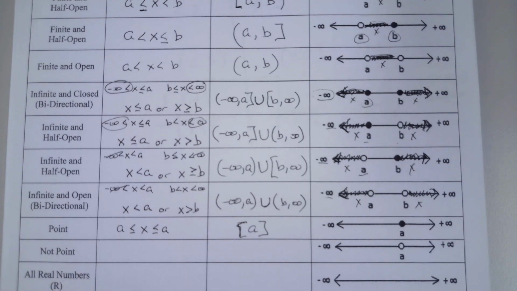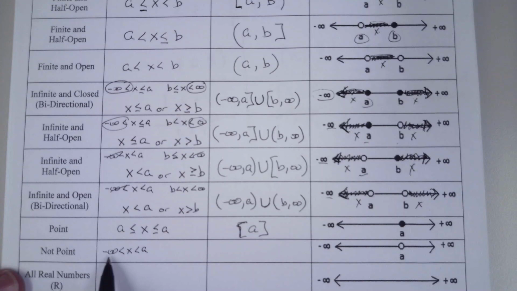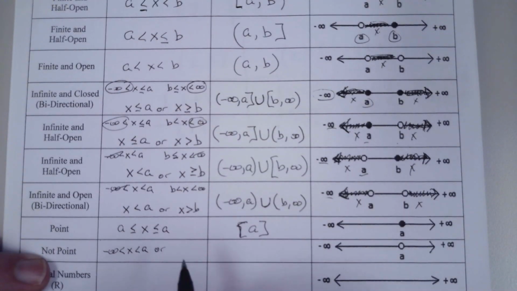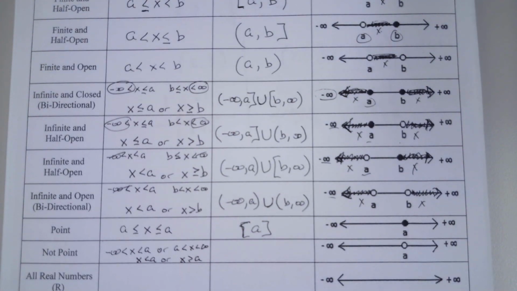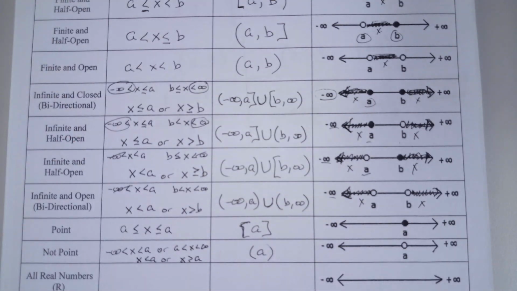If it's not a point, then we can represent it this way. X is between negative infinity and a, or between a and infinity. So x is less than a, or x is greater than a. It just cannot equal a. So in other words, that's going to be like that.